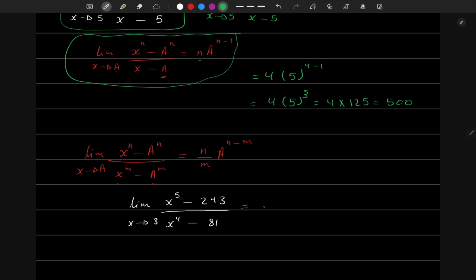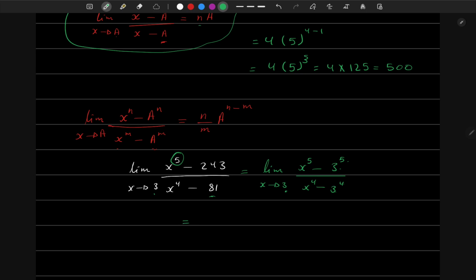So you can say that it equals the limit, when x approaches 3, of x to the power of 5. Now I know the base is 3, and I know the power is 5, so it's just going to be 3 to the power of 5. All I have to do is make sure that 3 to the power of 5 equals this, divided by x to the power of 4. And again, I know the base is 3 and the power is 4, so it's going to be 3 to the power of 4. You only have to make sure that 3 to the power of 4 equals 81.